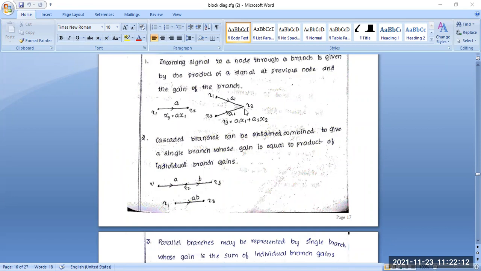So please respond to me. Anyone any doubt? Yes, sir. Anyone any doubt? Please ask me. So we have to know first the node, then the branch, then the transmittance, input node and output node.